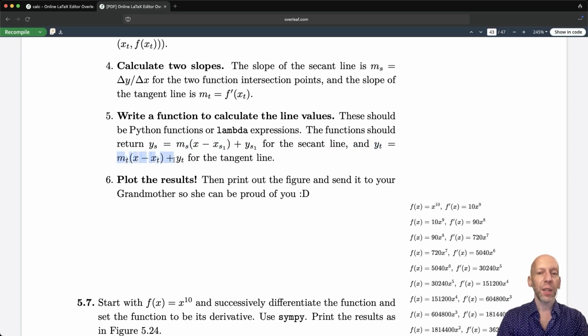the tangent line, which is essentially the same, except the slope term and the x and the y terms are different. And then the final point is not actually about the algorithm, but it's about generating the plot to show the function, in this case, x squared, and the tangent line and the secant line. And that reproduces figure 5.7 that I showed at the beginning of this video.